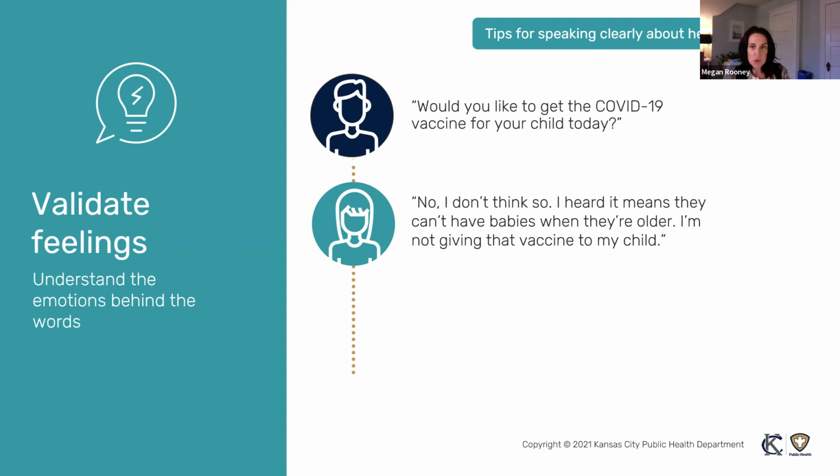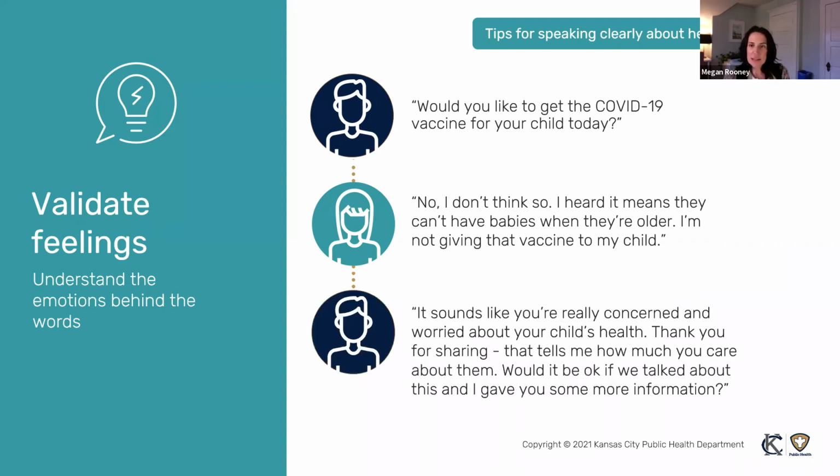So the next thing you might want to do is try and validate that feeling. It sounds like you're really concerned. You're worried about your child. Thanks for telling me that. It tells me how much you really care about them. And then asking permission to share information. So giving them that control. Would it be okay if we talked about this? Can I give you a little bit more information? I understand where you're coming from. So you're coming with an open stance, you're validating their feelings.